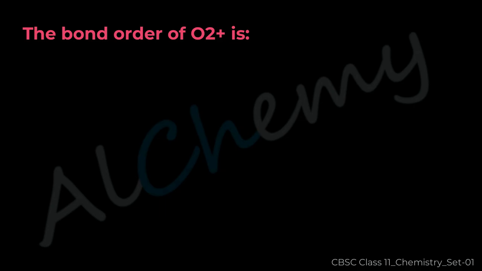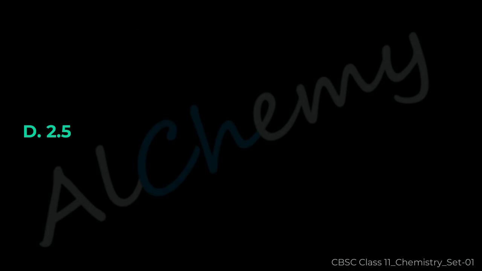Ca(OCl)Cl. Question 42. The bond order of O2+ is A. 1, B. 1.5, C. 2, D. 2.5. The correct answer is D.